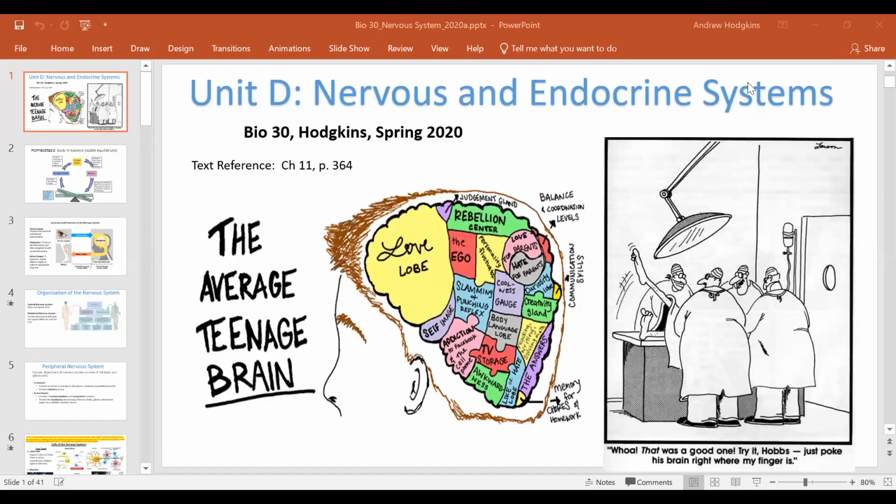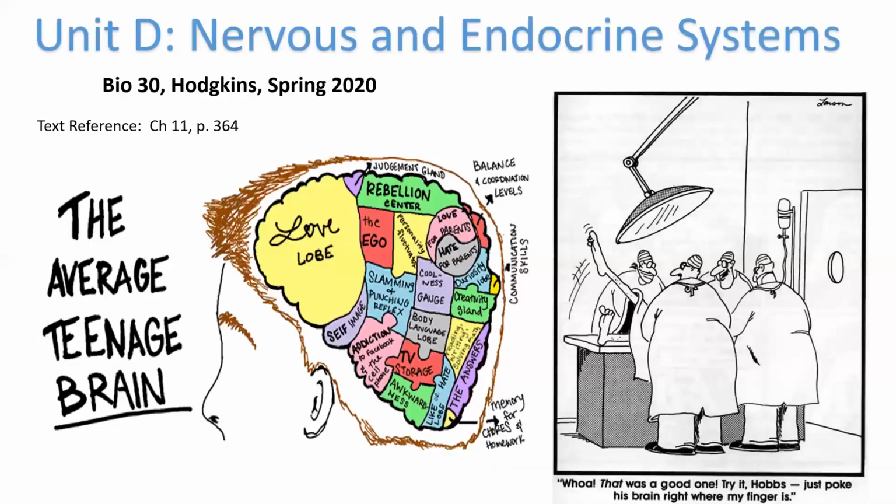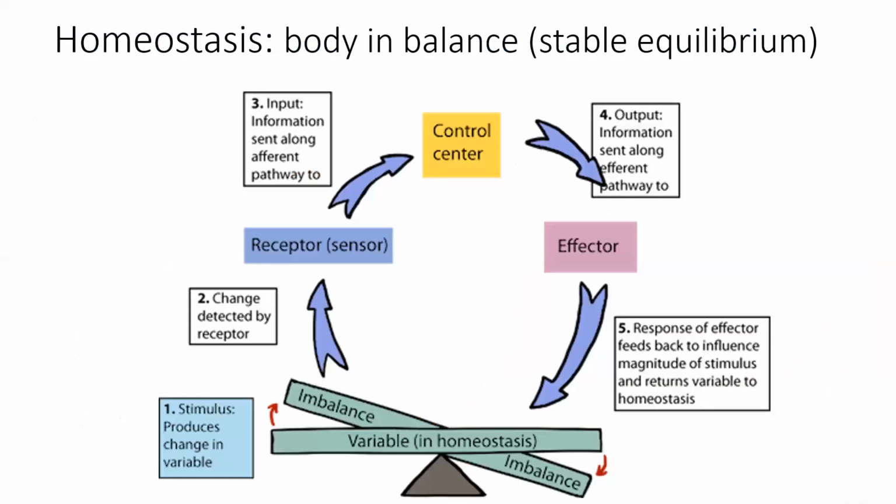Okay, folks, we're looking at Unit D now, and this unit is a combination of the nervous and endocrine system. We're going to spend the next couple of weeks, if not 3 weeks, looking at the nervous system. We'll see how we make out. So today we're going to look at neurons. But before we do that, let's just have a quick overview.